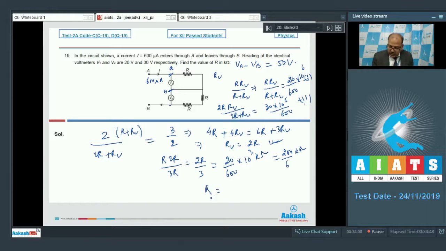And so R is equal to 200 by 6 into 3 by 2 kilo ohm, and that is equal to 50 kilo ohm. So answer to question 19 is 50. Let's go to the next question now.